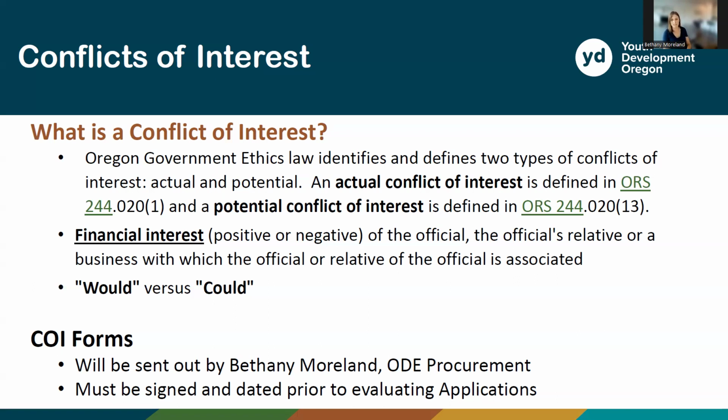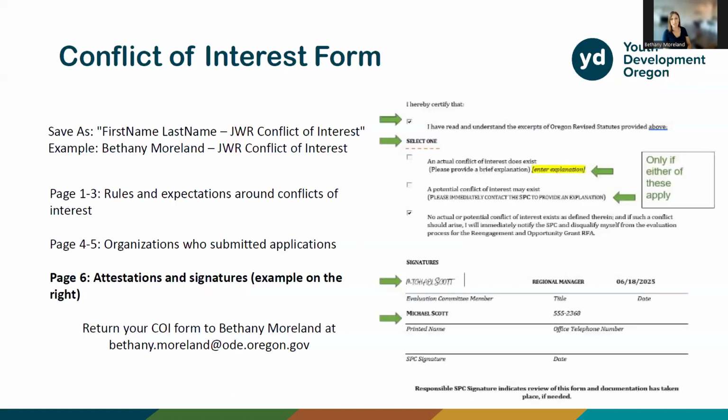Next slide, please. So this is just, on the right, an example of the final page of the conflict of interest form. You'll receive the conflict of interest form saved as first name, last name, JWR conflict of interest. I think I might have just previously misspoke and said ROG. If I did, we're in the JWR presentation. But it'll come through first name, last name, JWR conflict of interest. Please swap out that first name, last name for your first name and last name.